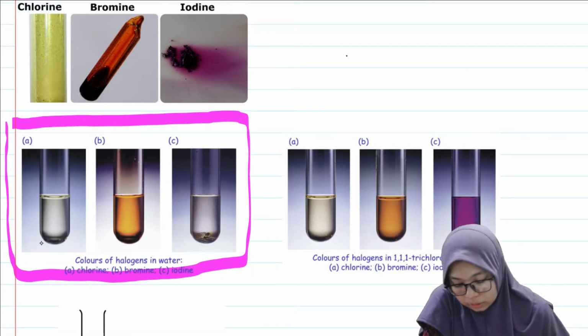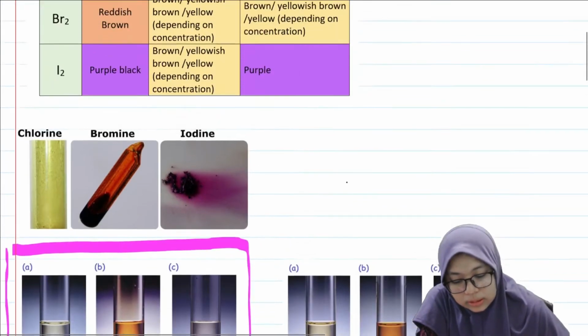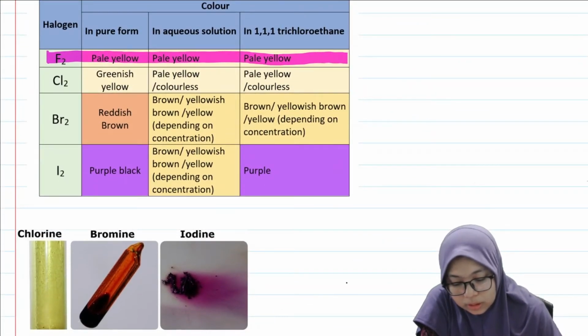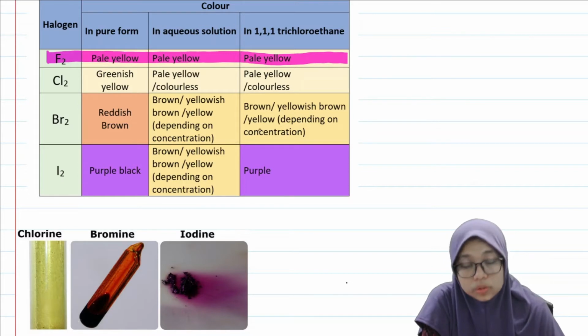This is the first row, the color of these halogens in water or aqueous solution. The color of chlorine is pale yellow or almost colorless. Bromine is brownish yellow. Iodine is also yellow, or sometimes if the concentration is high you can get the brown color. For the color of chlorine, bromine and iodine in 1,1,1-trichloroethane, chlorine will be pale yellow or colorless. Bromine will be brown, yellowish brown or yellow, the same as in the aqueous solution.